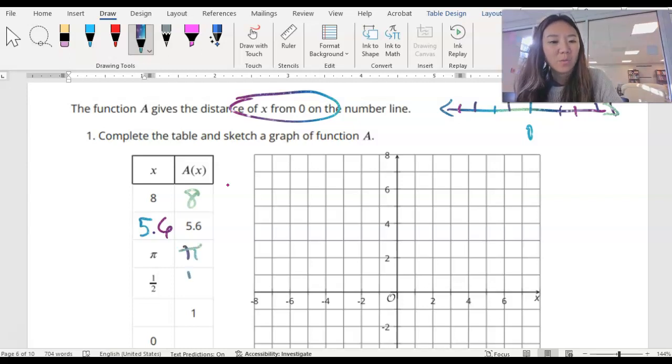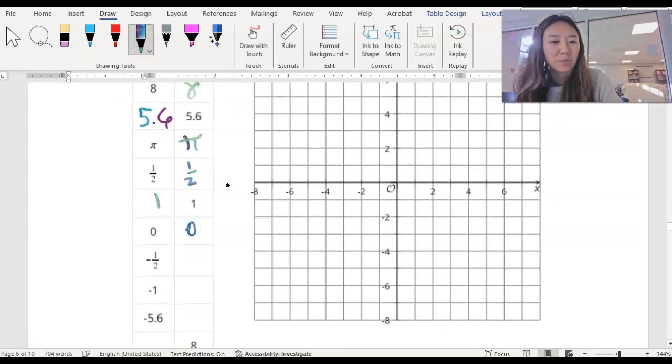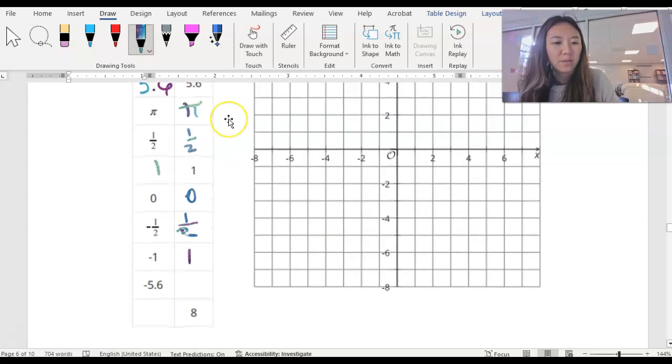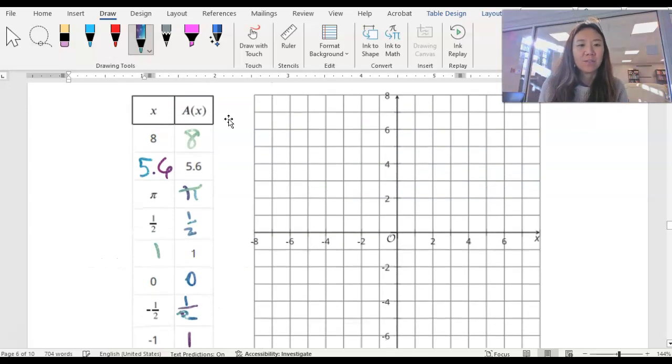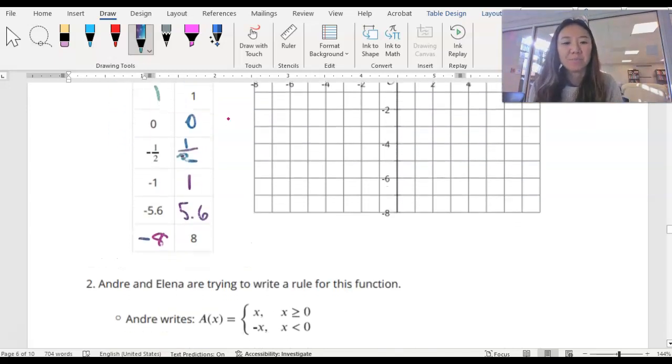Pi is pi. 1/2 is 1/2. 1 is 1. 0 is 0. Negative 1/2 is positive 1/2. Negative 1 is 1. Negative 5.6 is positive 5.6. And 8 could either be negative 8 or it could be 8. Let's make it negative 8 just for the sake of this since we have positive 8 up here.